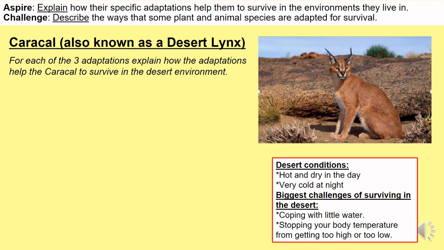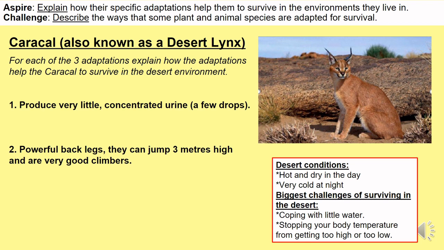Okay, moving on then to the desert lynx, also known as a caracal. Again, the same task I'm going to set you. I'm going to give you 3 adaptations of the desert lynx, and I'm going to ask you to think about how those 3 adaptations help the desert lynx to survive in the desert environment. So the first adaptation I'm going to ask you about is they produce very little but very concentrated urine. That just means wee. So they only produce a few drops of urine each day.